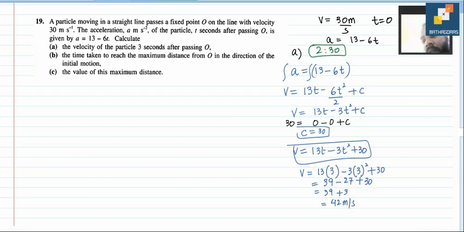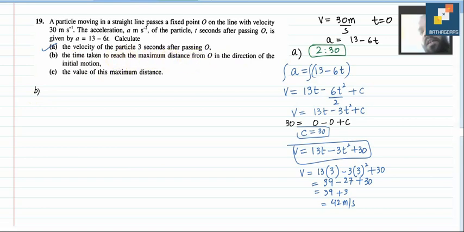Alright, for the next one, part B. The time is unknown now, the time taken to reach the maximum distance from O in the direction of initial motion. So you need to find the value of time at which it reaches the maximum distance from the origin. So how are you going to find this?